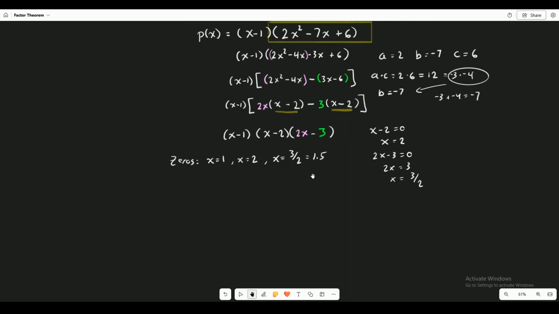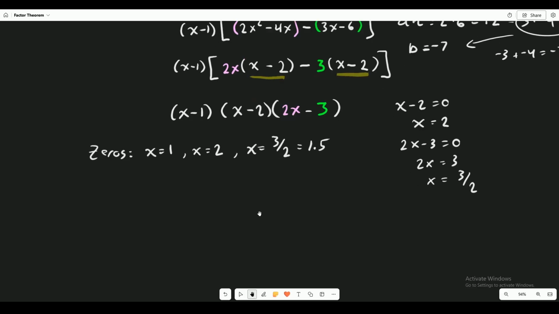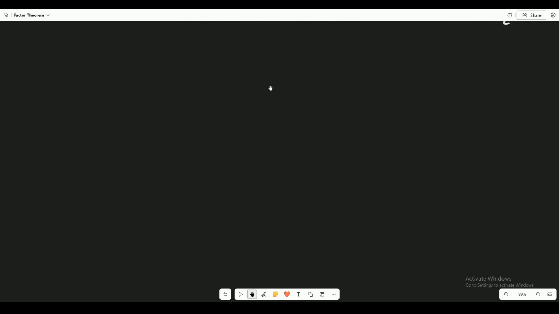And here we have x equals 2. Voila. This is our first example. Just like that. All right. Don't worry if this is a little bit confusing. We're going to do more examples and hopefully it becomes more clear.